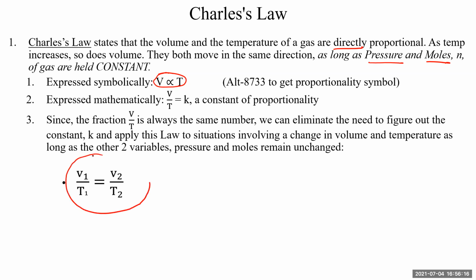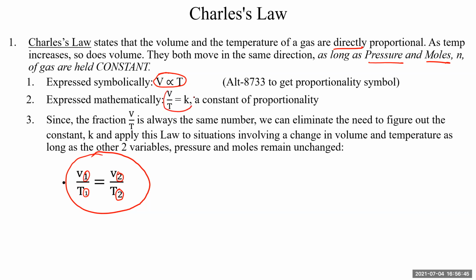This is the mathematical expression, or one way to express Charles's law. Volume 1 over T1. So the 1s represent the before the change, 2 represents after the change. So we might have a certain volume and temperature combination beforehand, and then if we change either the volume or the temperature, we can calculate what happens to the temperature or the volume, respectively, as a result of the change.